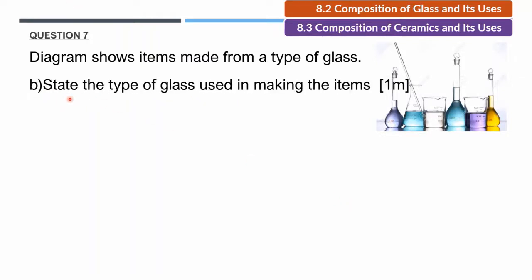B. State the type of glass used in making the items. 1 mark. As you can see here, all these are laboratory glassware. We know that the glassware must withstand the high temperature. So this one, the answer will be borosilicate glass.